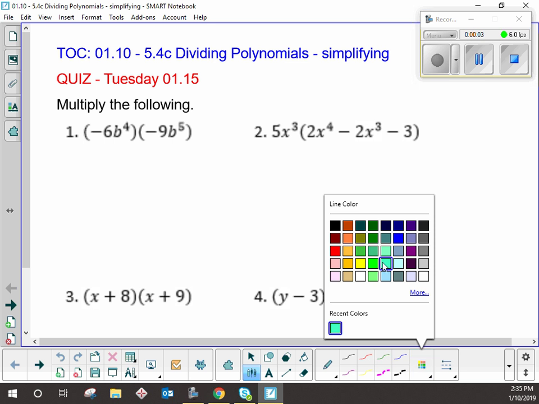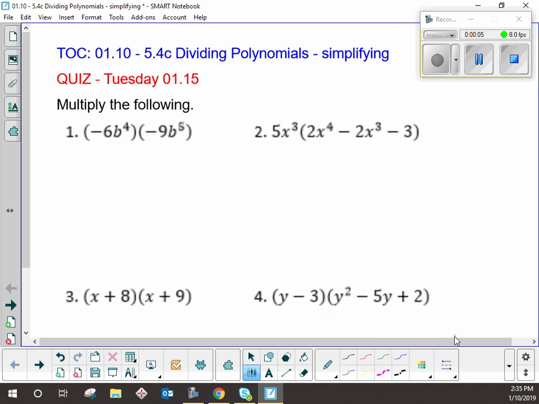I'm going to go with teal. It's my favorite. I love blue. Blue colors.